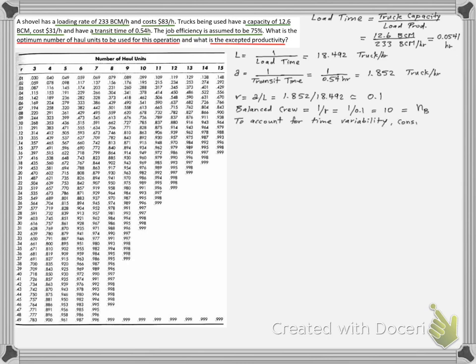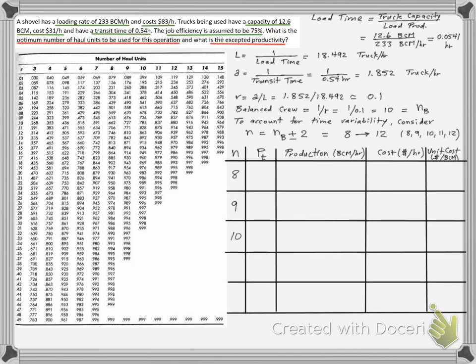So our analysis will evaluate the production and cost performance of whole crews around the balance point to account for the operation variability. We will use this table format to analyze the crews of 8, 9, 10, 11, and 12 trucks. It seems like a lot of work, but it is a very simple and repetitive process.